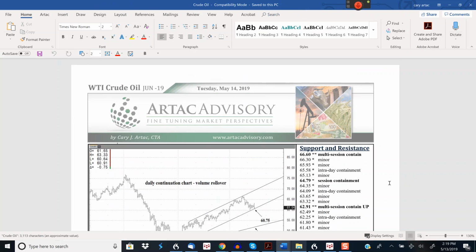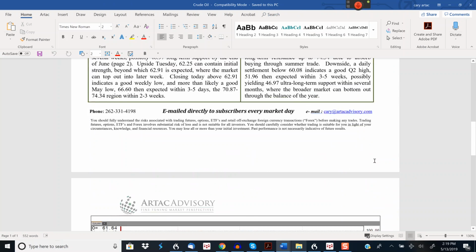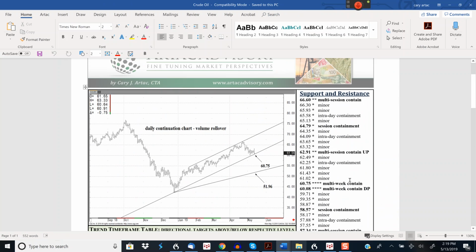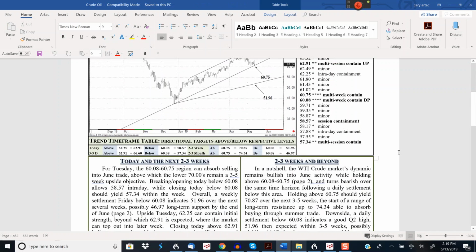60.08. Same formation on the weekly chart, but to be honest, if we close below 60.75 formation today, Tuesday, it doesn't look like we're going to do that on Monday, but if we do it on Tuesday, I'm willing to go short this thing. I think we'd look at 52 puts, you know.